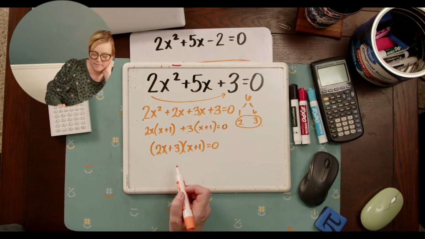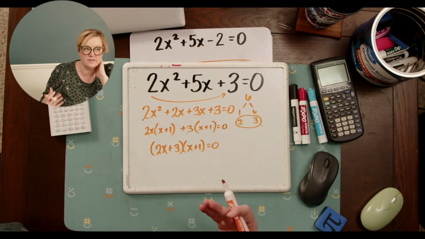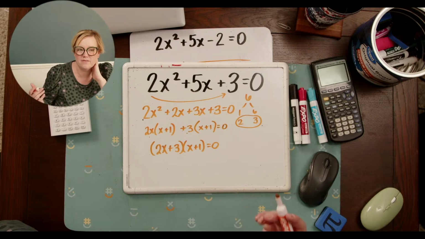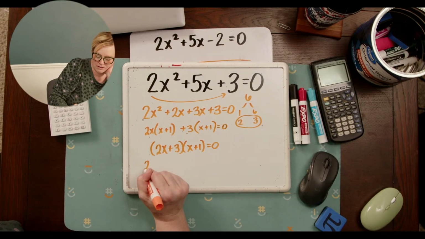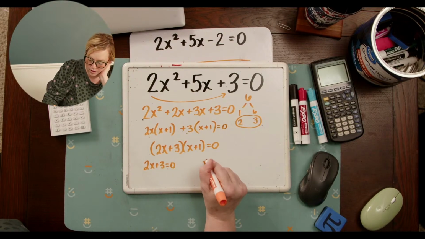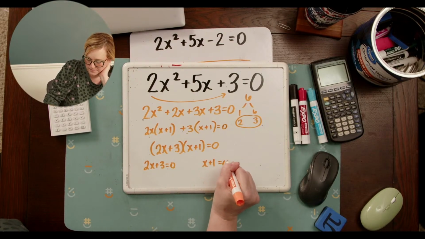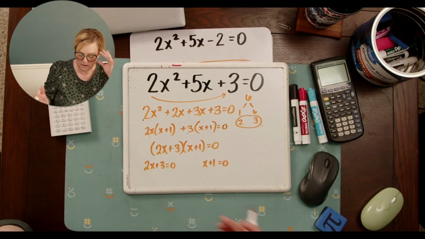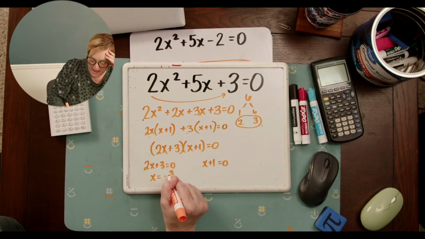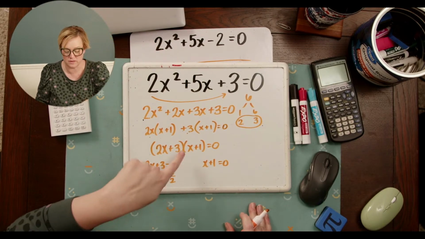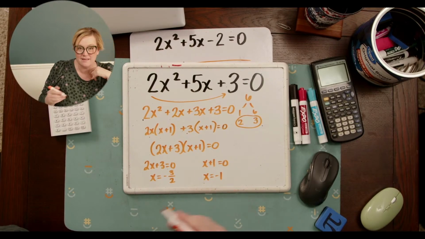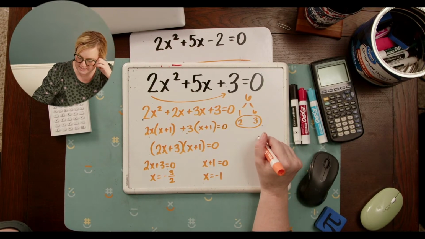Now we can use something called the zero product property, which means that if I've got two things multiplied to equal 0, one of them has to equal 0. So either 2x plus 3 equals 0 or x plus 1 equals 0. Either one. So 2x plus 3 equals 0 means x could be negative 3 halves. If x is negative 3 over 2, then it would be 0. Or if x equals negative 1, it would be 0.